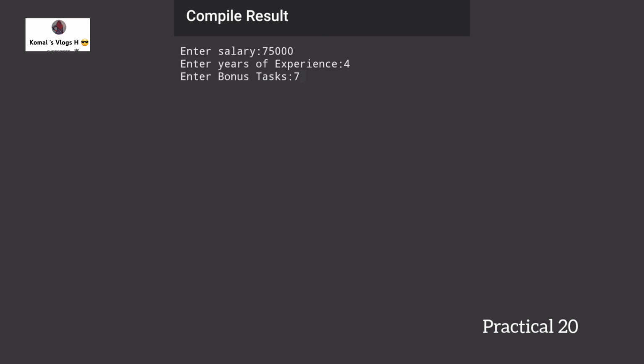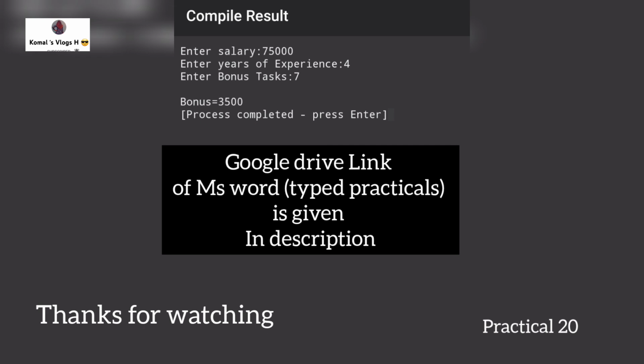The third input will be given: enter the bonus task. I just entered 7. What will be printed? Bonus task 7 will be multiplied by 500, so the bonus amount will be 3,500 on the salary 75,000. Here there is no role of salary and years in the calculation itself, but it is necessary to check the conditions on salary and experience, and then the bonus will be calculated according to the formula. So here the else condition is evaluated.